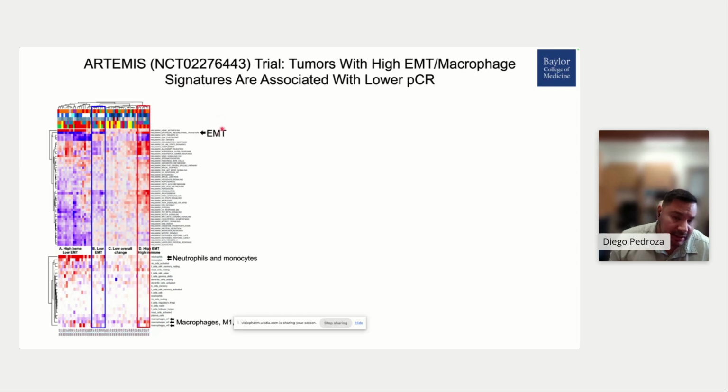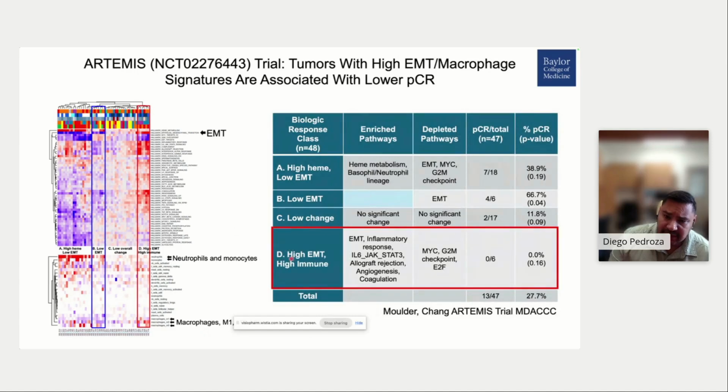What they ended up seeing was that in the patients where the chemotherapy became resistant, or where the chemotherapy failed the patient, they had upregulated pathways associated with epithelial to mesenchymal transition, or EMT, as well as some immune signatures like monocytes and macrophages. So the patients that didn't do well following chemotherapy had this high EMT, high immune signature, which is marked by high macrophage scores.